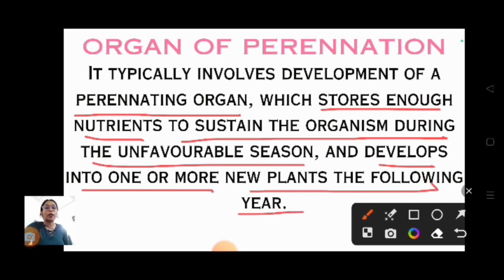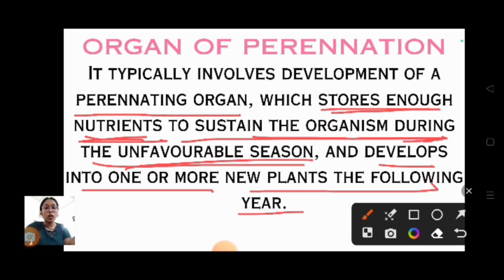So, organ of perennation is a perennating organ which develops inside the plant in such a way that it is used to store some amount of food so that they can use that food in the unfavorable condition. They store enough nutrients in the form of food and sustain the organism during the unfavorable condition. They can easily survive. Like whatever we have studied, the bulb, the tuber.